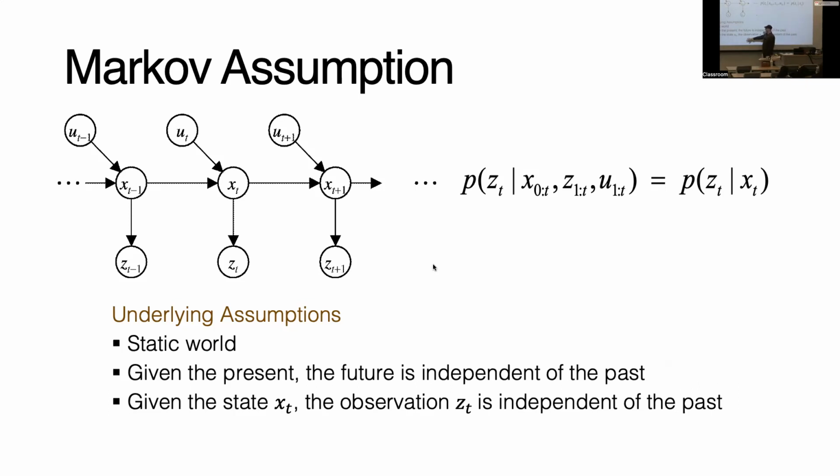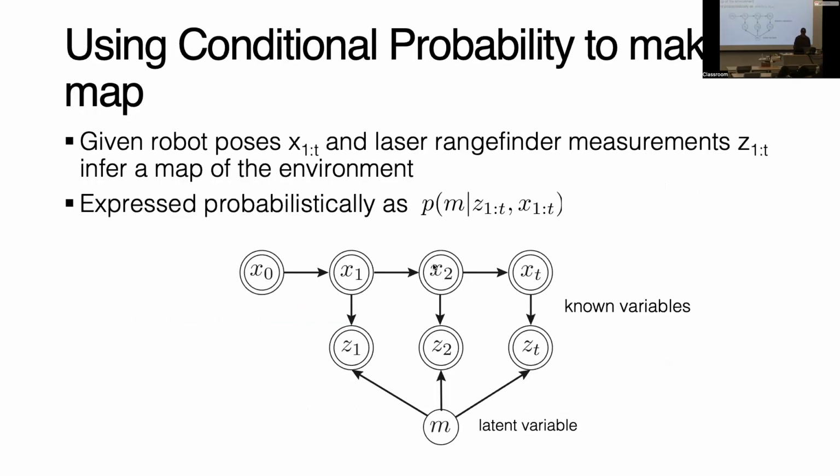So given that we're in the state X, this sensor observation Z is independent of what happened before, okay? And so in that case, we can just step through and update our model at each time step.